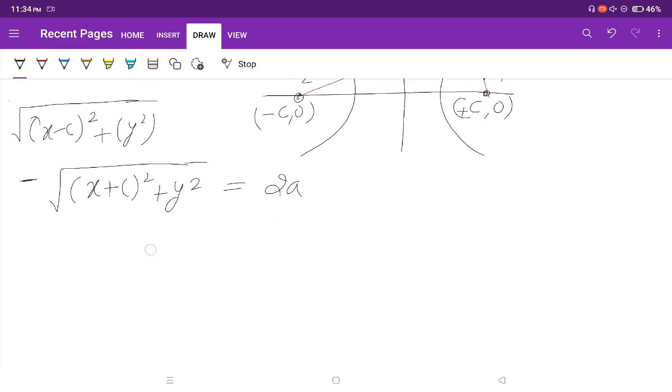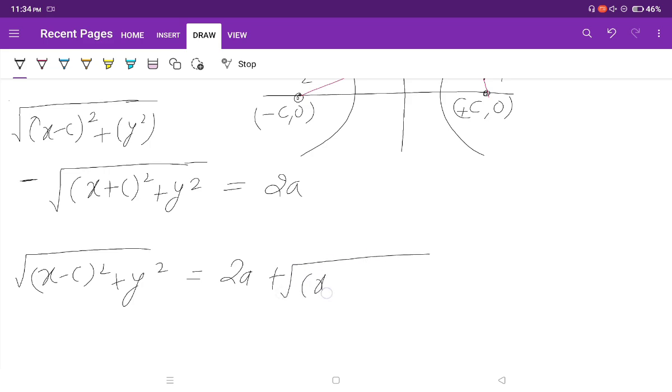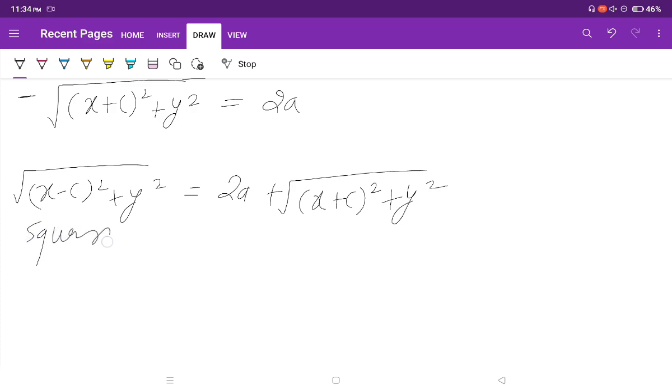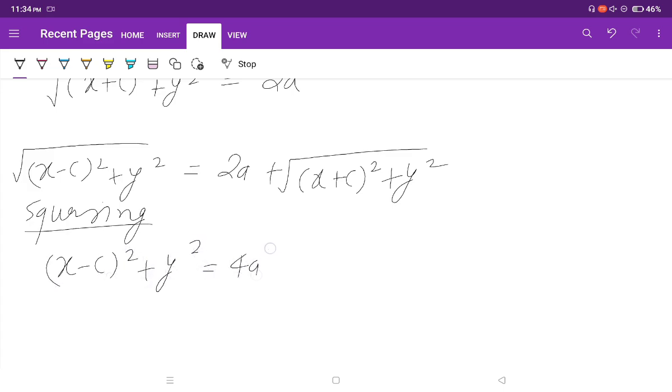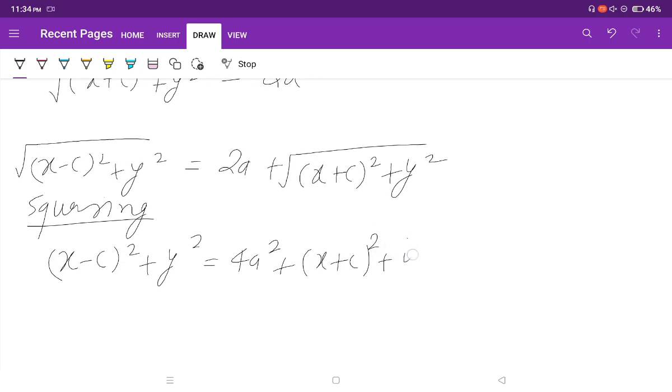Now we have root over (x - c) square plus y square equals 2a plus root over (x + c) square plus y square. Now squaring both the sides, we have (x - c) whole square plus y square equals 4a square plus (x + c) square plus y square plus 4a times root over (x + c) square plus y square.